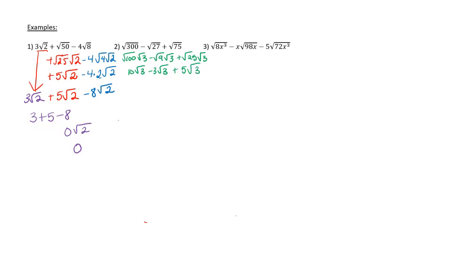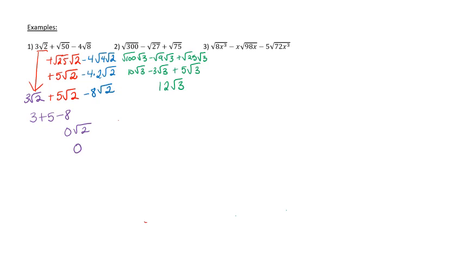All right, now I look and I have the square root of 3, the square root of 3, the square root of 3. All of those are like, so I can combine them. 10 minus 3 is 7, plus 5 is 12 square roots of 3. So simplify each radical, combine any that are like. They won't all be like, so we'll do examples where they're not all like. But if they are, you can combine them all together.